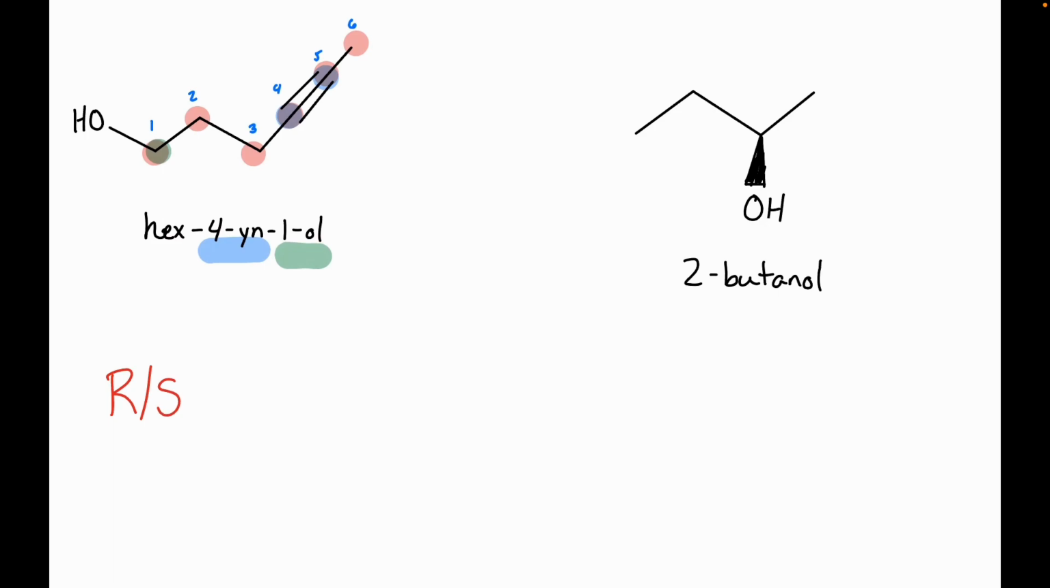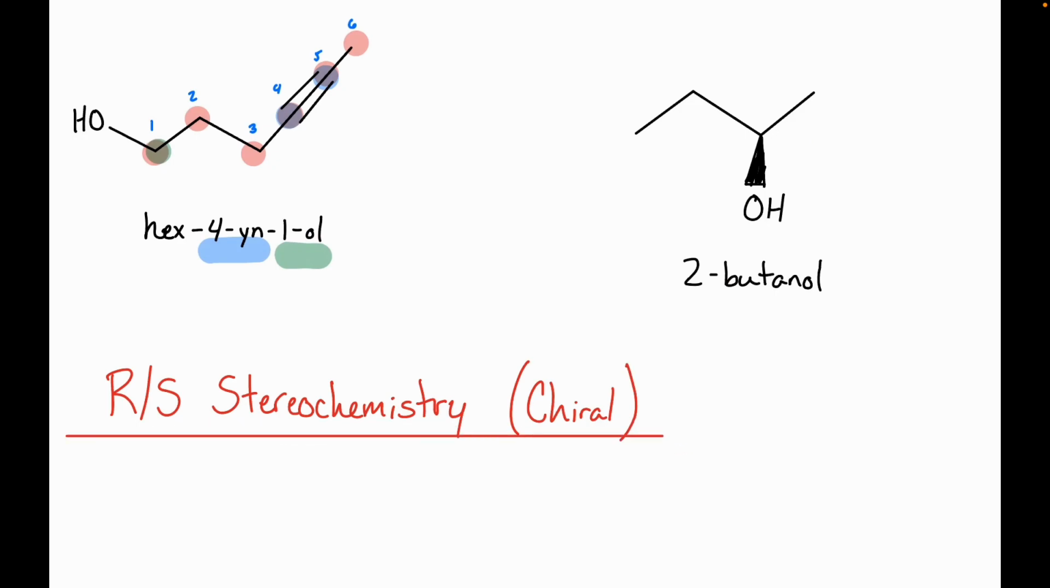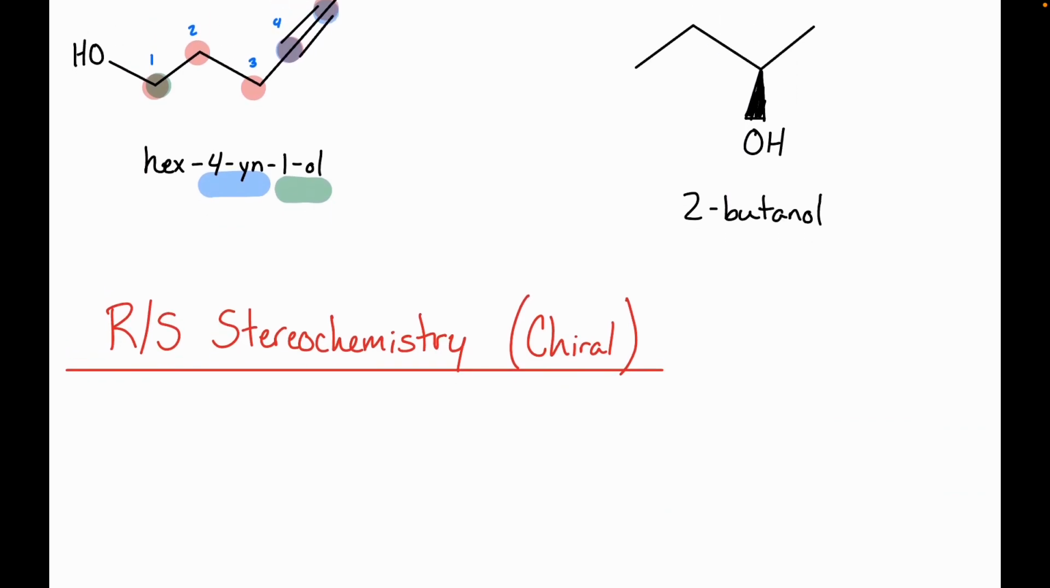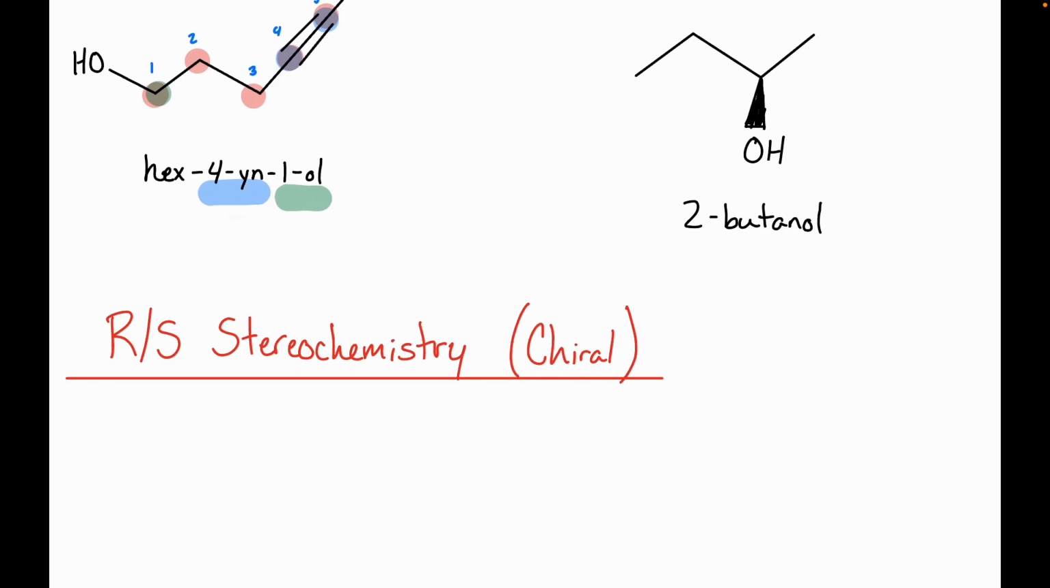So let's just review RS stereochemistry. Okay, these are for what we call chiral compounds. All right, so for these, we're going to look at a chiral center. Does anybody remember what makes a carbon a chiral carbon? Bound to 4 distinct groups. Every single one of its bonds are different, right? So by chiral center, we mean 4 distinct groups. So this guy right here.